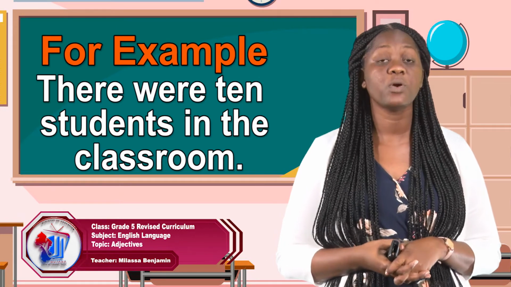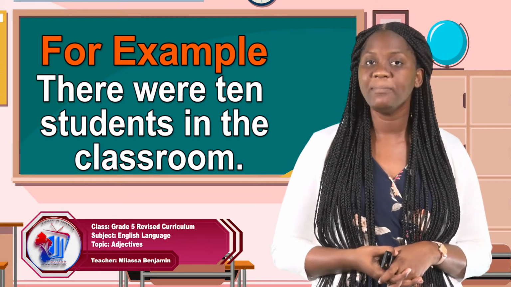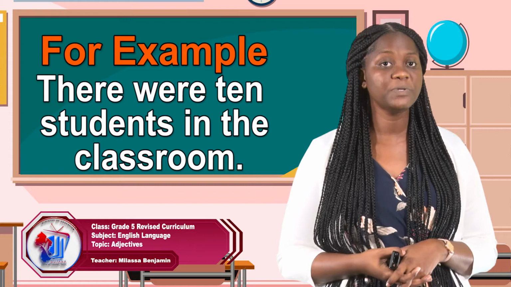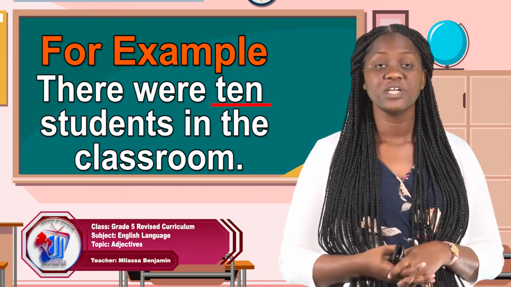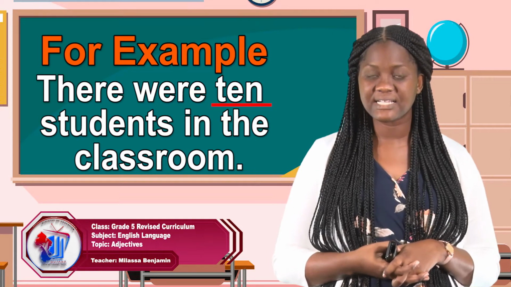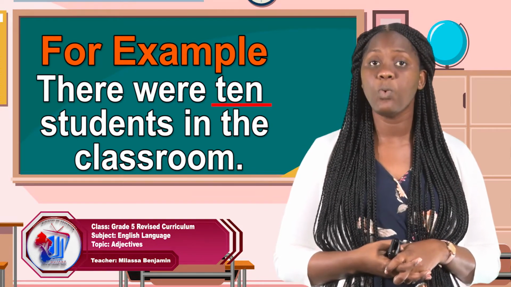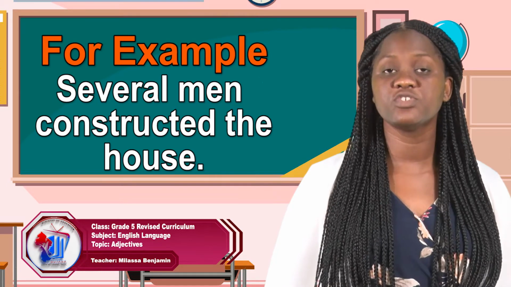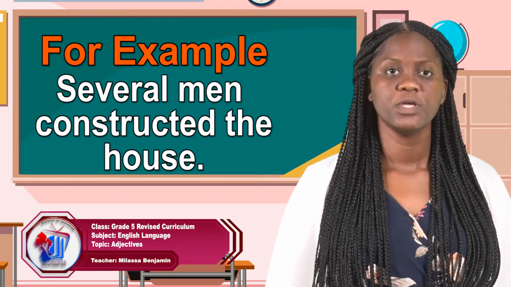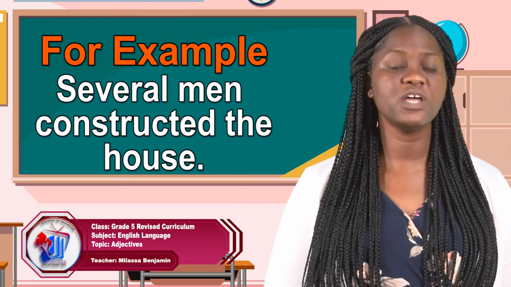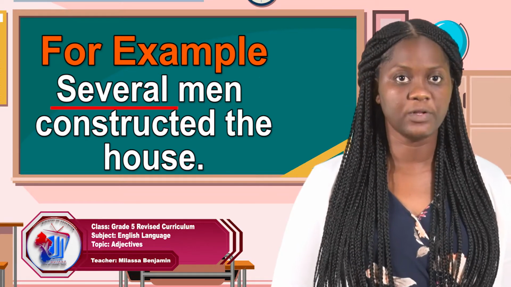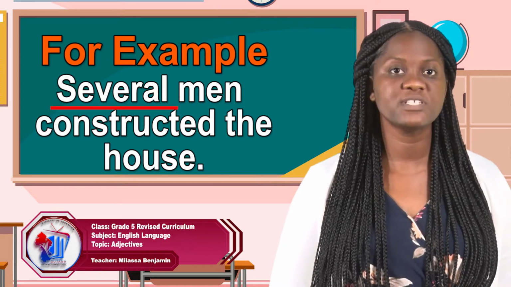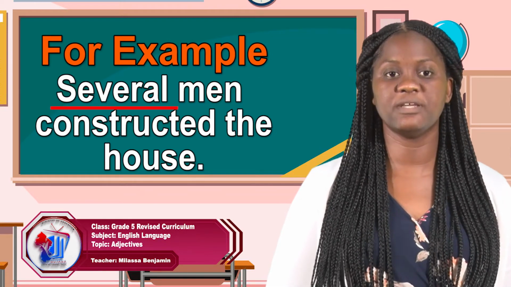For us to pick out the quantitative adjective in that sentence, we might ask, how many students were in the classroom? Our answer would be 10. So, boys and girls, the word 10 used in this sentence and in this context is a quantitative adjective. Another example would be, several men constructed the house. If we want to know how many men constructed the house, our answer would be several. Several in this case is telling us more about the noun men and therefore stands as a quantitative adjective.